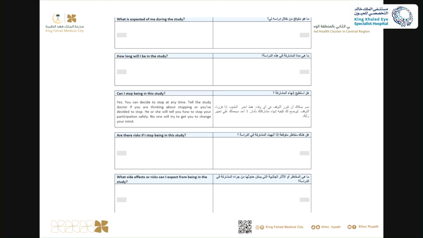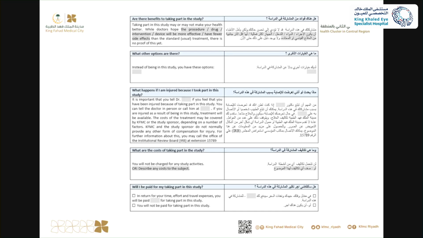How long will I be in the study? Is he going to be there for a year, 2 years, 3 years? Can I stop being in the study? And then you can tell him that yes, he can stop participating in the study at any time. Are there risks if I stop being in the study? You need to reassure them that there will be no risks. Or if there are any risks, what side effects or risks can I expect from being in this study?